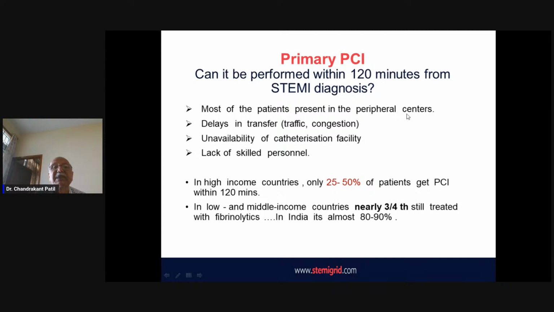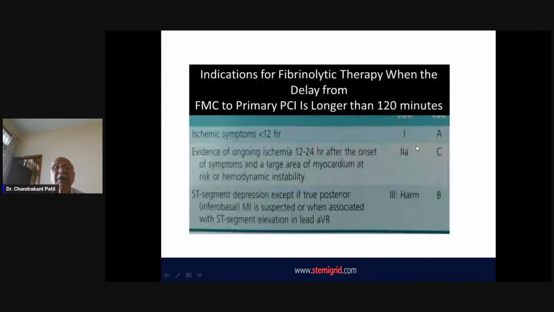Most of the patients present in peripheral centers. Delays in transfer are due to traffic, congestion, distance, unavailability of a catheterization facility, and lack of skilled personnel. These are all the problems with primary PCI. Even in high income countries, only 25 to 50% of patients get primary PCI within 120 minutes. Whereas in low and middle income countries, nearly three-fourths are still treated with fibrinolytics, and in India it's almost 80 to 90%.